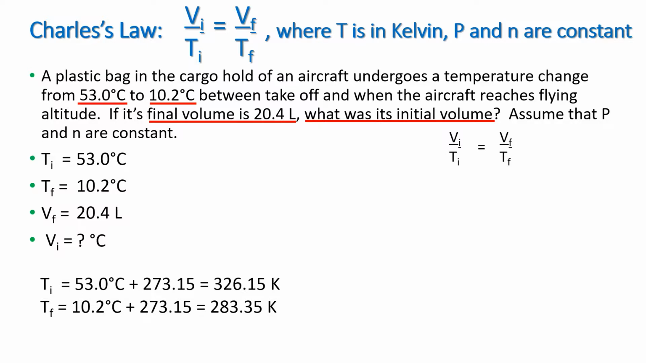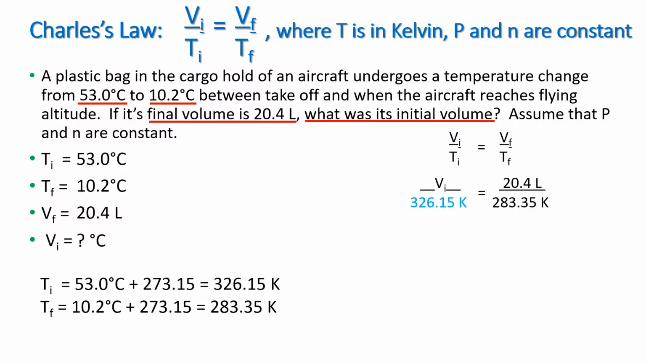So now that we've dealt with the temperature conversions, let's plug in our values. And our problem now reads that our initial volume over our initial temperature, which is 326.15 Kelvin, is equal to 20.4 liters over 283.35 Kelvin. Now our unknown is the initial volume, and we want to isolate that. We want to move all the numbers to one side of the equation and leave that unknown by itself on the other side of the equation.